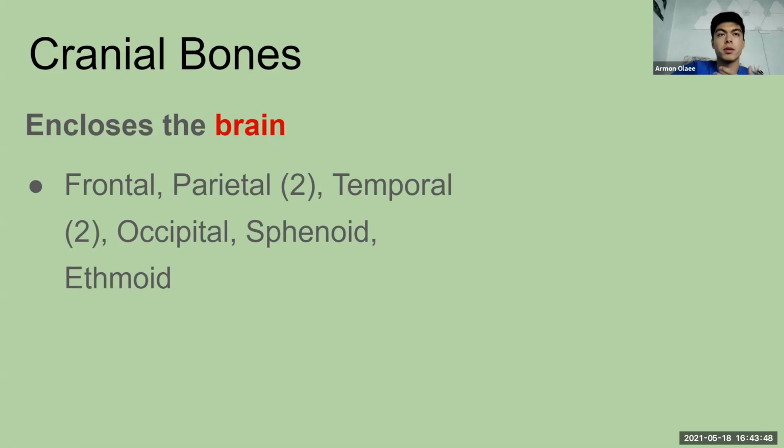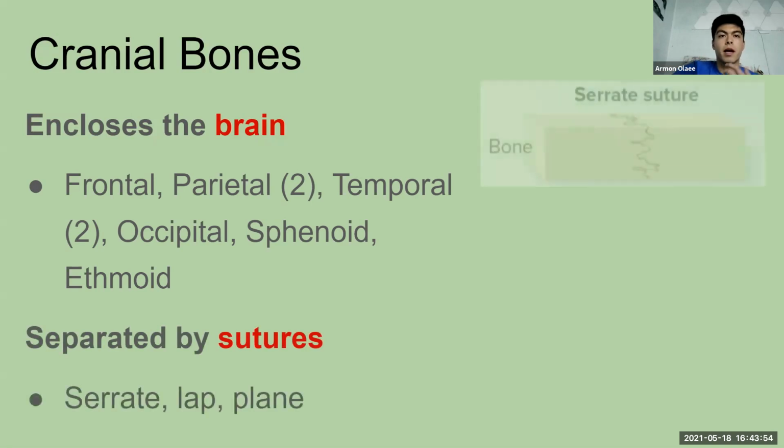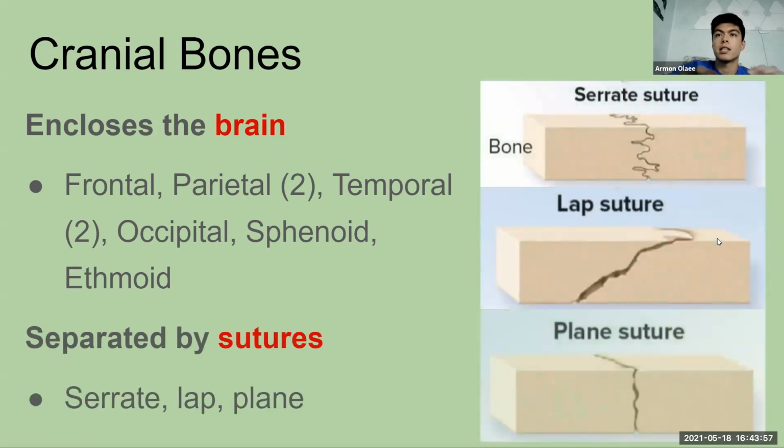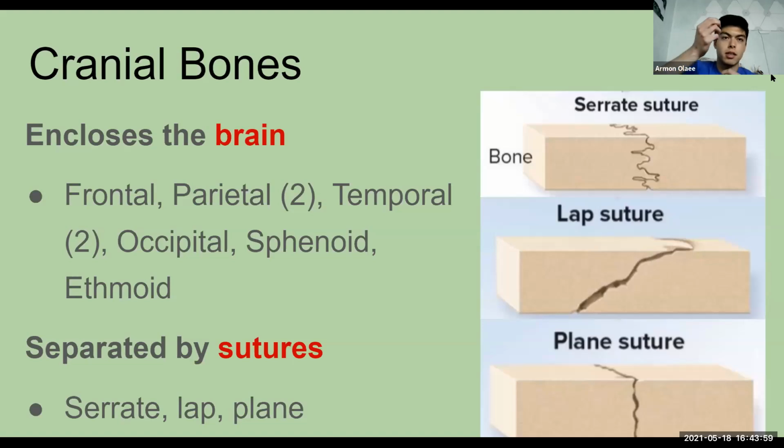All these bones are separated from each other by sutures, and sutures have three different classifications. Your sutures are the thing that forms the edges that connect each of your cranial bones. The three types of sutures are the serrate sutures, lap sutures, and plane sutures. You can tell the difference by these images. The serrate suture has a lot more edges and ridges to it, while the lap suture has more of an overlap feature, while plane sutures are more straight, just straight down, not as many ridges and edges as the serrate suture.